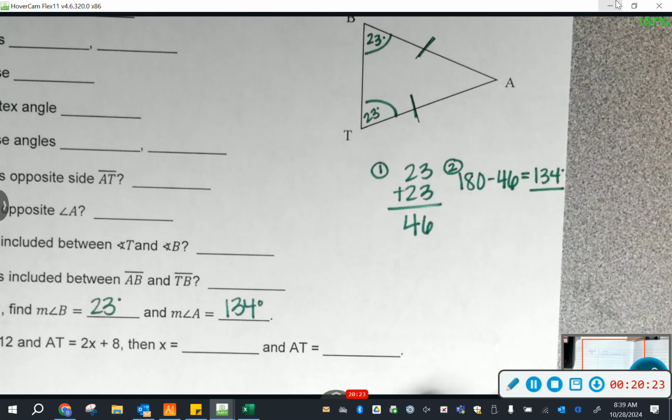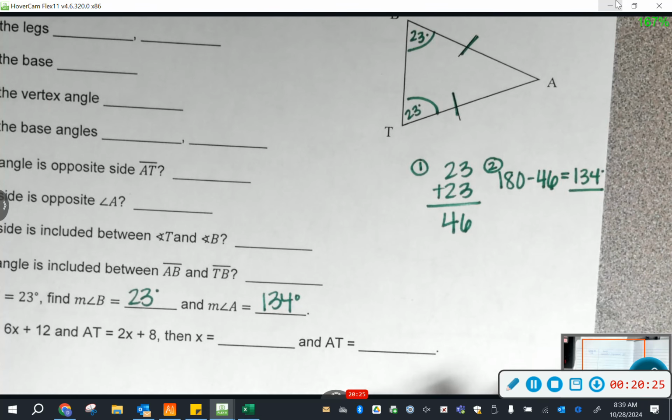Wait, Miss, what was number 9? I didn't listen to that. Number 9, I didn't give y'all. I told y'all to highlight the two sides and see which angle you get.